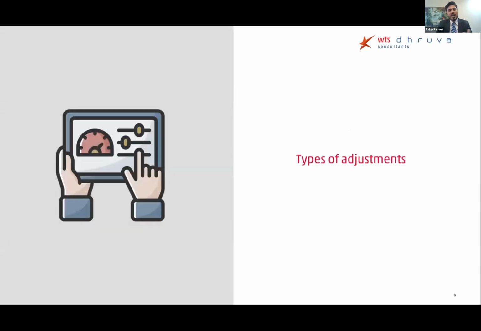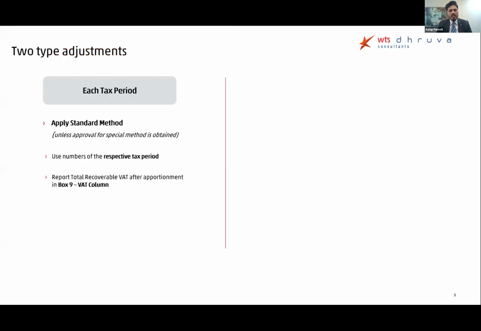Next, we come to the type of adjustments that we are required to do, and this basically answers when you need to do the apportionments. The first one is tax period. Each tax period, a business with taxable and exempt supplies has to apply the standard method on a tax period to tax period basis. Basically, you use the numbers of the tax period, whatever expenses you've incurred, you bifurcate into three baskets, and then you apply the standard method, and whatever is the recoverable amount, you report in the VAT column. Here we have seen many taxpayers not reporting correctly.